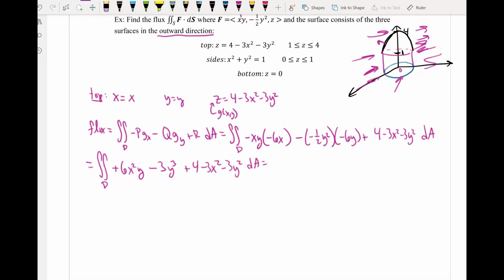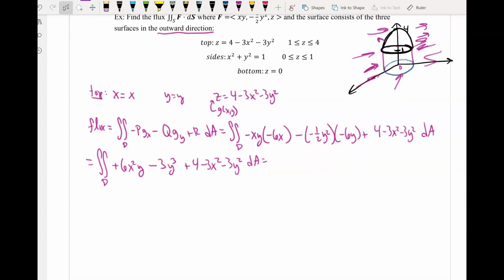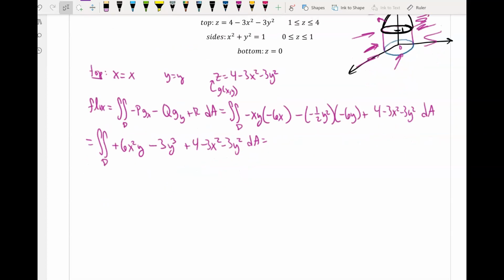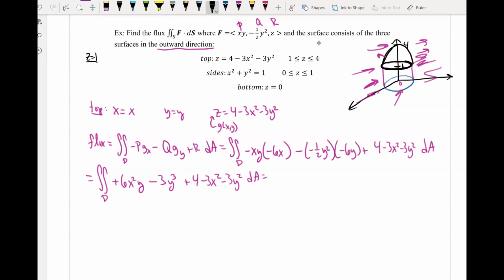Now let's set our limits of integration. What exactly would be the region D? The region D is whatever that circle is right there. If we look at this top part, z goes from 1 to 4. At z equals 1, what is happening? We get 1 equals 4 minus 3x squared minus 3y squared, and negative 3 equals negative 3x squared minus 3y squared. So you get x squared plus y squared equals 1.